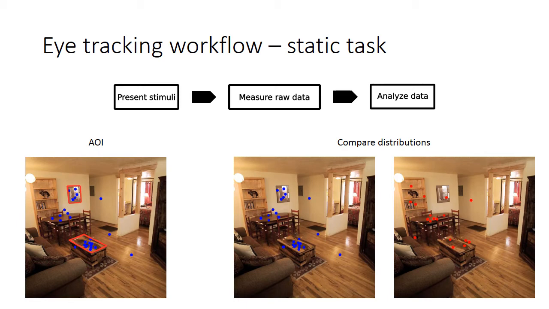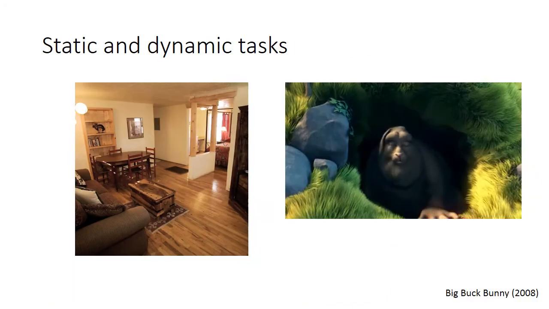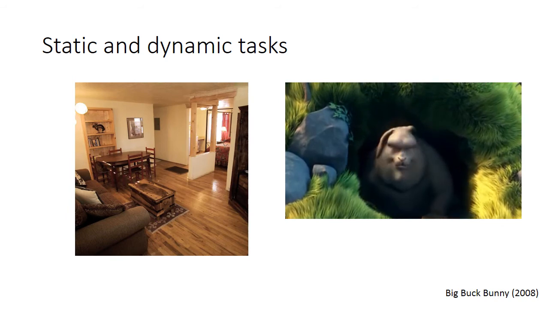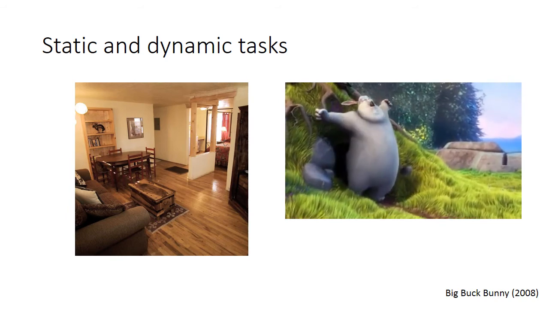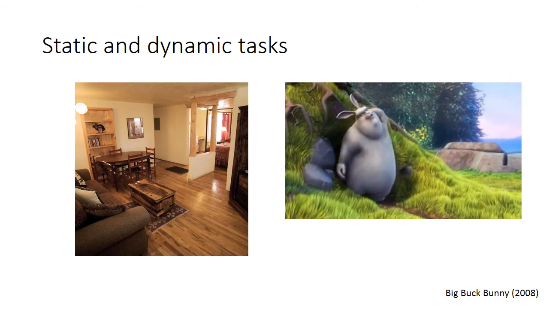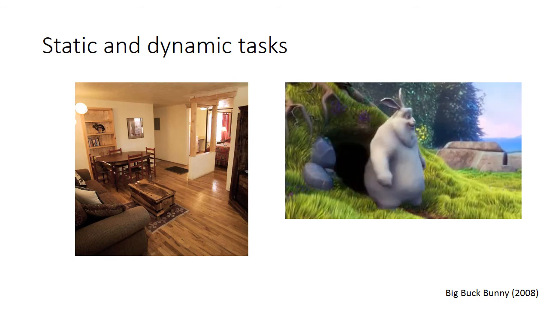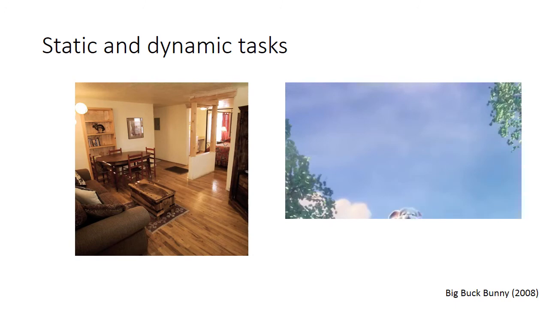Finally, there are two main types of analysis. Either we define areas of interest and compute for how long the participant looked at a particular location, or we compare the whole distributions of eye movements. The workflow that I just described dealt with static stimuli. The situation is more complex in the case of dynamic stimuli. Movie is one particular example of dynamic stimuli.